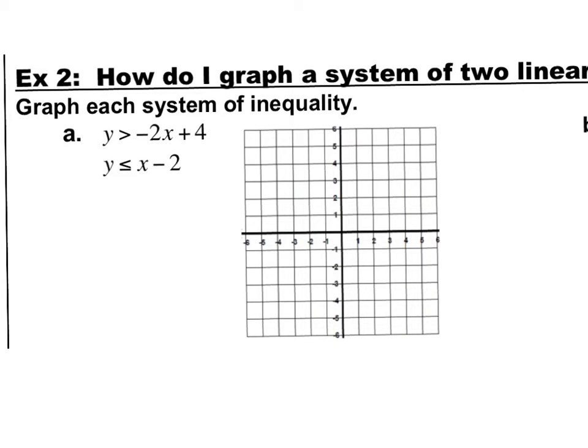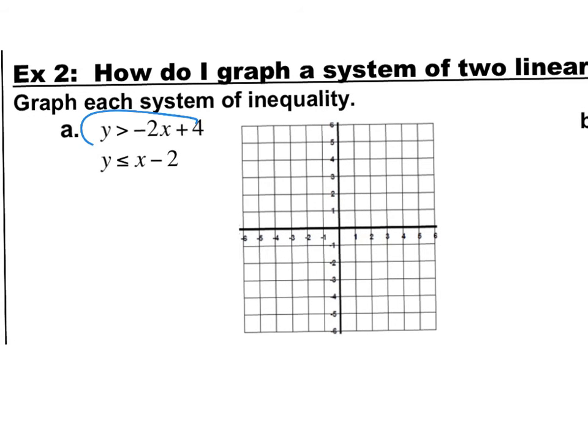All right, so how do I graph a system of two linear inequalities? So I have y is greater than negative 2x plus 4, and I have y is less than or equal to x minus 2. So let's graph this one right here first. And notice that this one starts at the 4, and then I have down 2 over 1. So I've got a slope of negative 2.